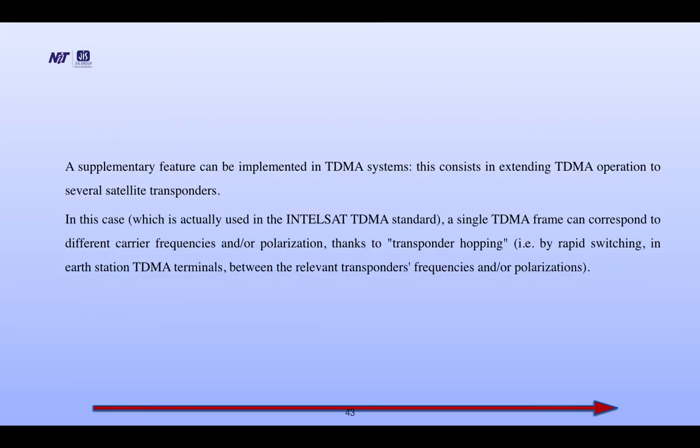A supplementary feature can be implemented in TDMA systems. This consists in extending TDMA operation over several satellite transponders. In this case, for the Intelsat TDMA standard, a single TDMA frame can correspond to different carrier frequencies and/or polarizations, thanks to transponder hopping, that is, rapid switching in earth station TDMA terminals between the relevant transponder frequencies or polarizations.